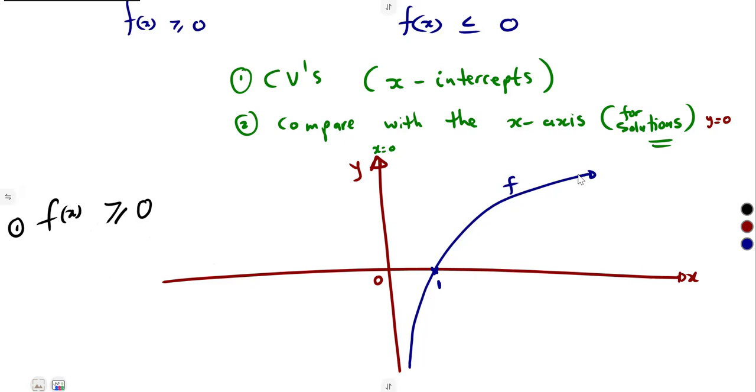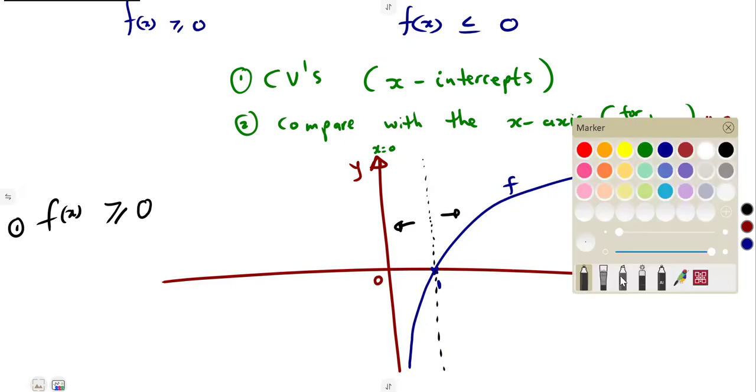So we just compare our f with the x-axis, where y is equal to 0. What is the critical value? The critical value is the x-intercept. So this is where we have our critical value. From this critical value you can compare, because we've got two sides: either we compare to the left side or to the right side. As we compare to the left side, what is happening? The graph of f is below the x-axis.